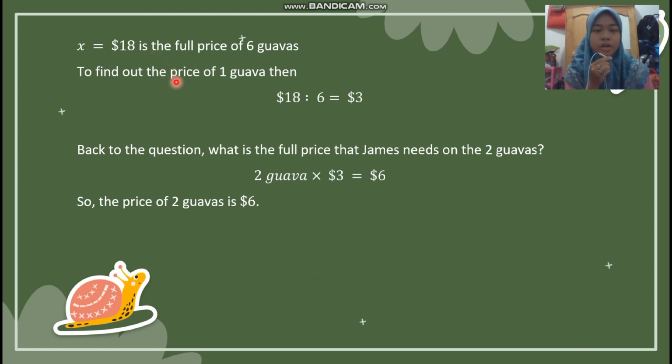To find out the price of 1 guava, $18 divided by 6 equals $3. Back to the question, what is the full price James needs for the 2 guavas? 2 guavas times $3 equals $6. So the price of 2 guavas is $6.